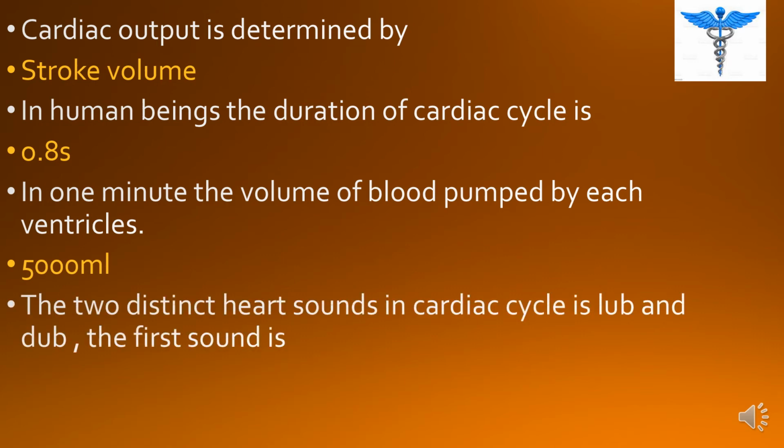Okay, now there are two distinct heart sounds in the cardiac cycle. One is lub and the second one is dub. Now you have to tell which one is the first sound. So the first sound is lub, and the lub is then followed by the dub.